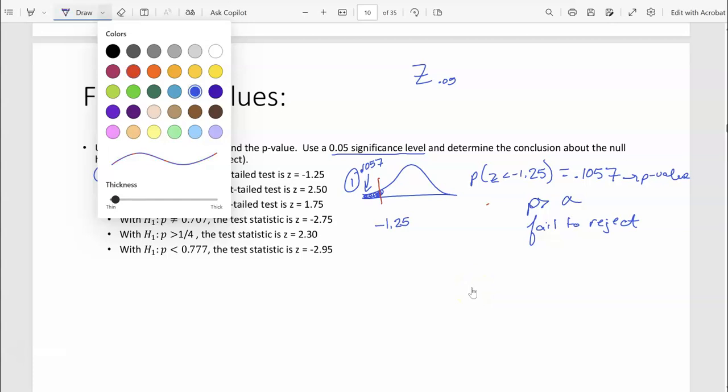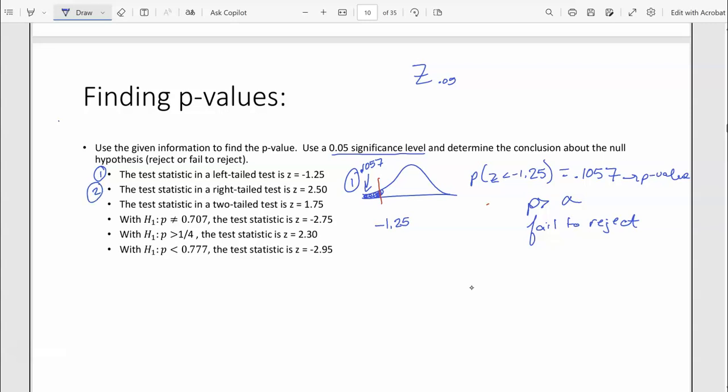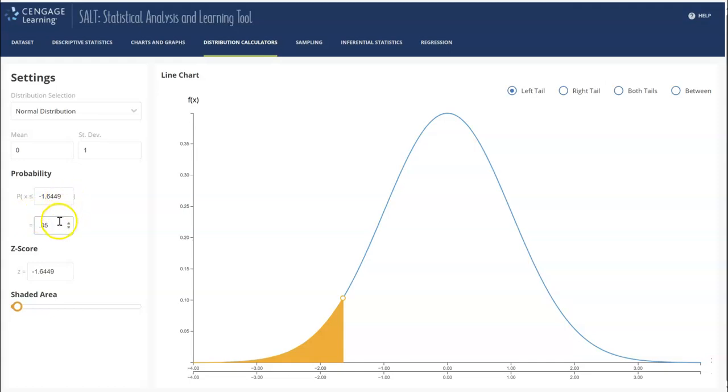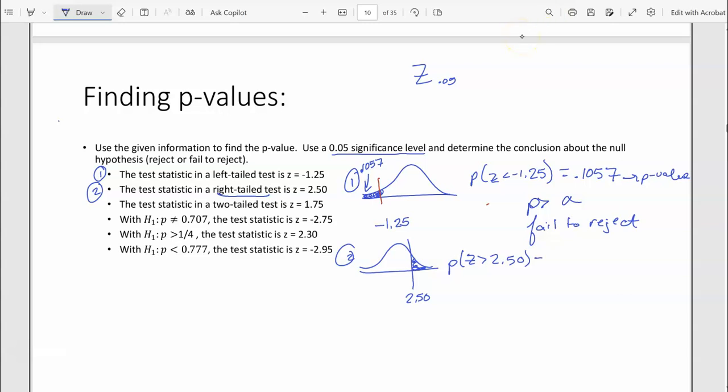So let's look at that next one. Number 2, a test statistic in a right-tailed test. So my test statistic is 2.50. P-value would be whatever this guy is. So I need to find the probability that z is greater than 2.5. Probability z is greater than 2.5, and I get 0.006. That's my p-value. In this case, my p is less than alpha, so we are going to reject.